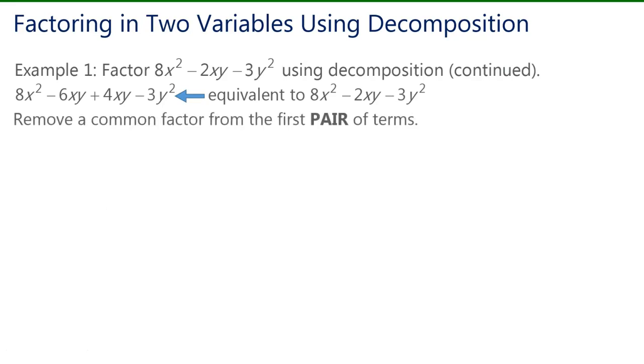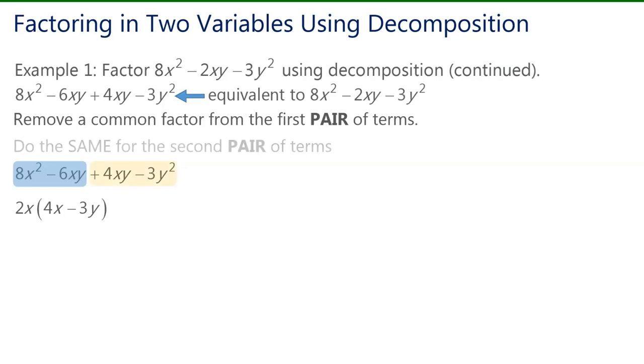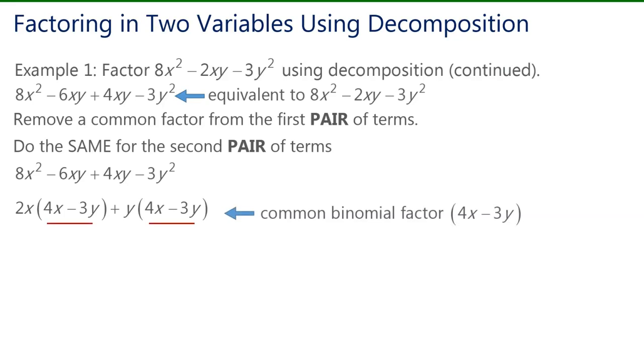Remove a common factor from the first pair of terms. We get 2x outside of 4x, subtract 3y. Remove a common factor for the second pair of terms. We remove a y outside of 4x, subtract 3y. Notice we have a common binomial factor of 4x subtract 3y.